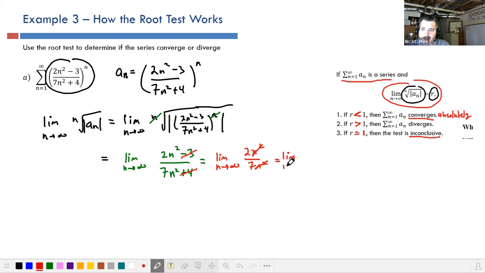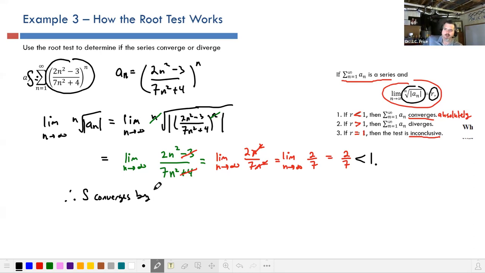That's equal to the limit as n goes to infinity. So again, you can cross off these terms because that's just a little bit of algebra, right? So then 2 over 7, and of course the limit of a constant is always a constant. So 2/7, which then I want to make my statement. This is less than 1. So therefore, my series, let's give it a name, S. So therefore, S converges by the what?